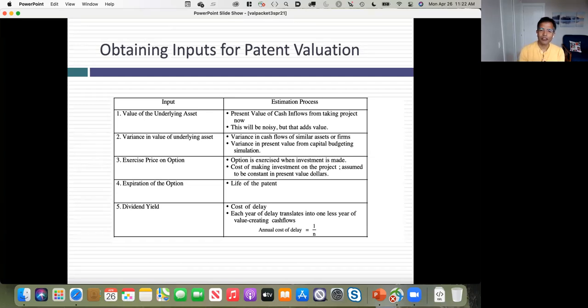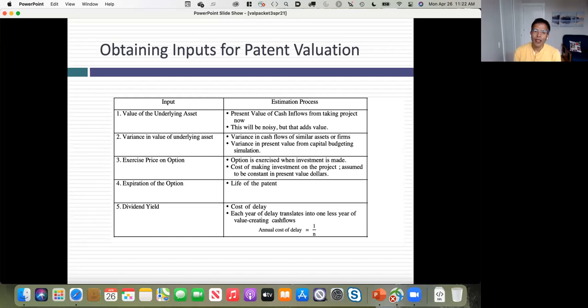The exercise price of this option will be the cost of converting the patent into a commercial product. The factories you have to build, the salesmen you have to hire. So that'll become the K. You know what the expiration of this option is? It's a patent. Patents don't give you property rights in perpetuity. It might be 15 years, it might be 20 years. Whatever the remaining life of the patent is, becomes the life of this option. Because at the end of the period, the option's done.